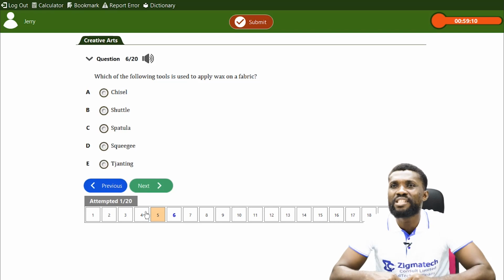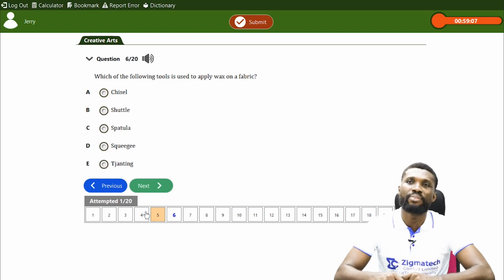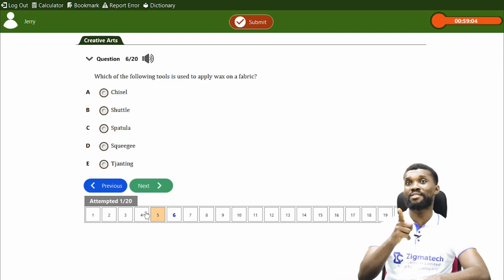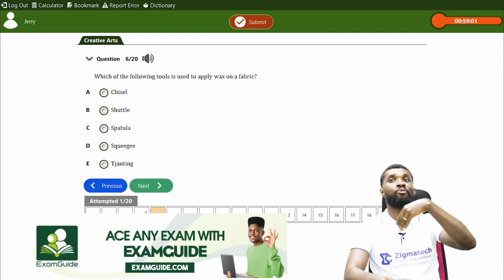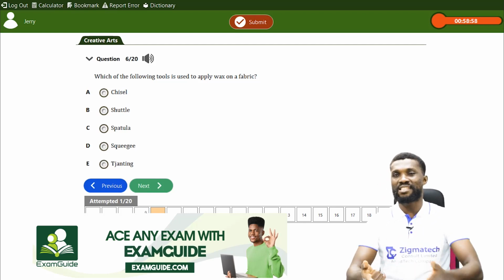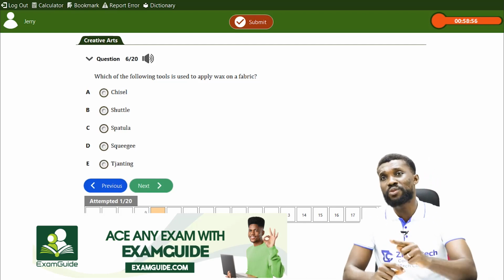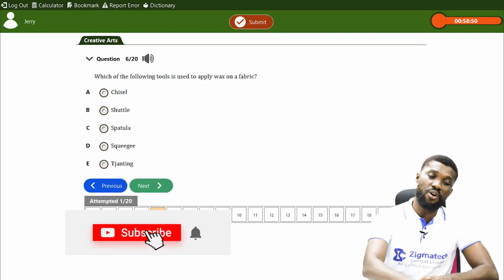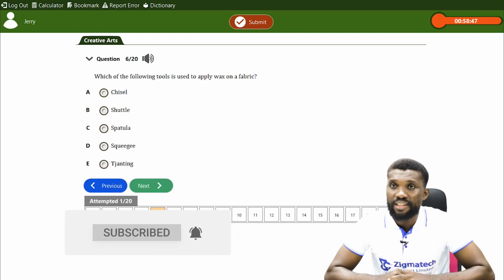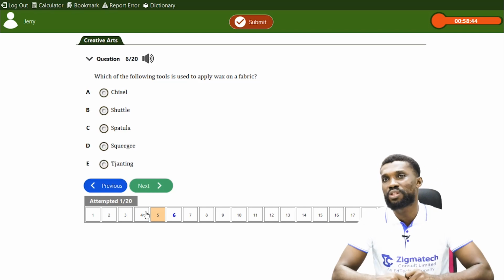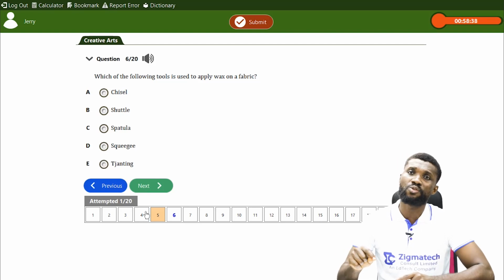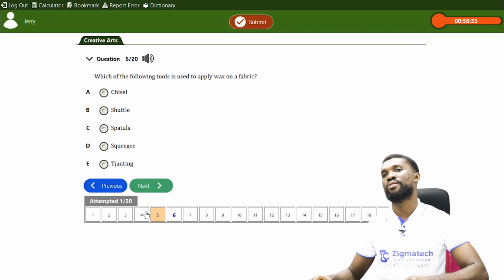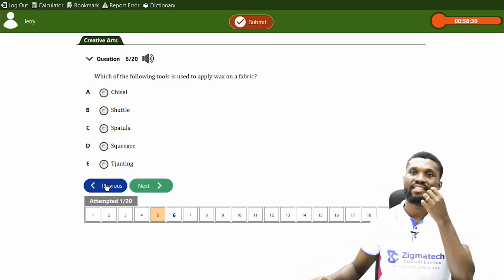So which of the following tools is used to apply wax on a fabric? Now, we did not treat this because we are going to treat that in our batik class, but I have to bring it up, so in case you meet it in your exams, you just take it as a walkover. Now, one of the tools used in applying the wax, because most times the wax is usually hot, is known as the tjanting. The tjanting is a tool that is used to absorb dye and wax, so you can use it now to draw on your fabric. So the answer for this question is E.